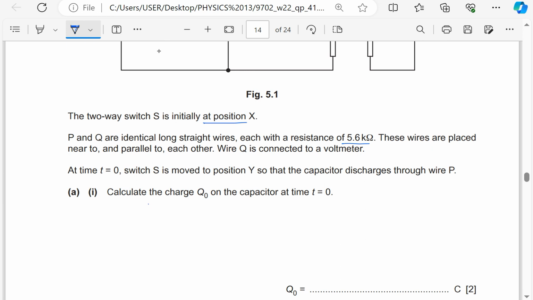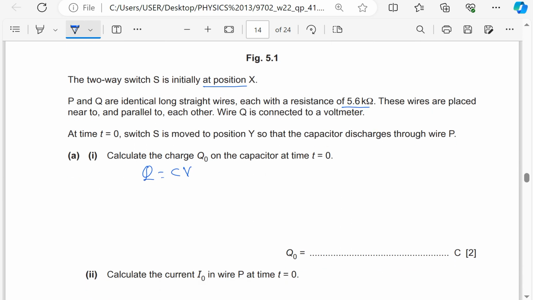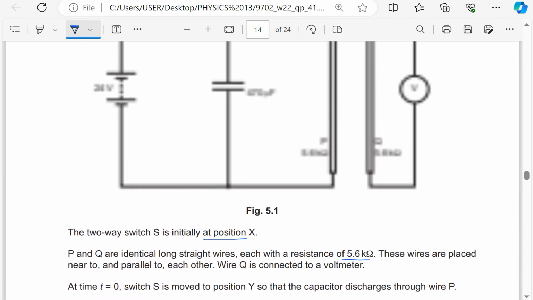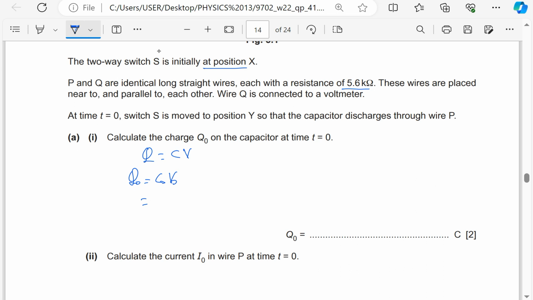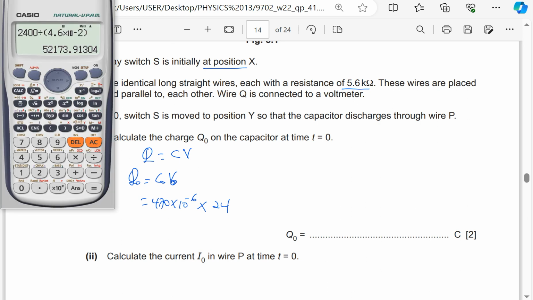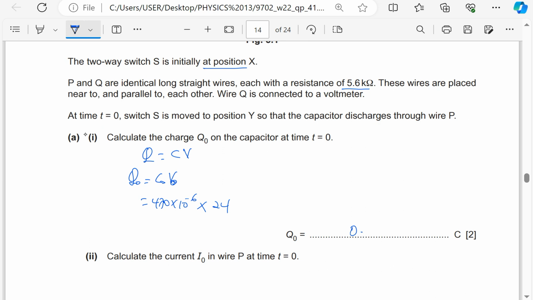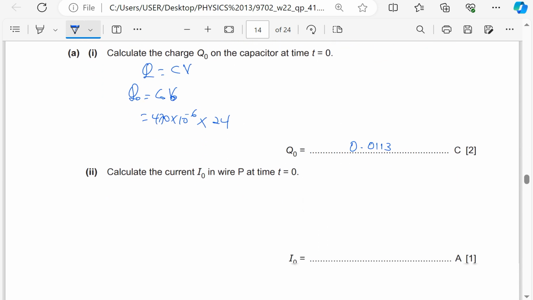Of course, we know that charge is equal to C times V. So the charge Q naught is going to be the initial capacitance C naught times V naught. Of course, C naught is 470 microfarads, so I would say this is 470 times 10 to the power of minus 6, then times V naught. When a capacitor is fully charged, the PD across its plates is the EMF of the power supply, which was 24. So 470 times 10 to the minus 6 times 24 gives 0.0113. Then calculate I naught, the current in the wire P at time t equals 0.